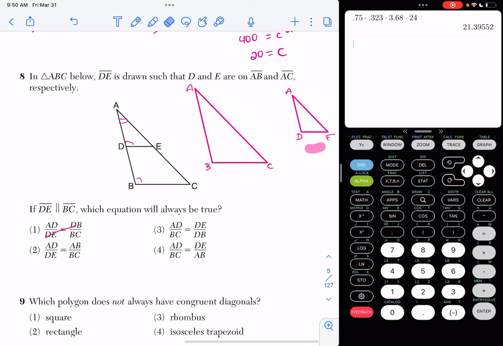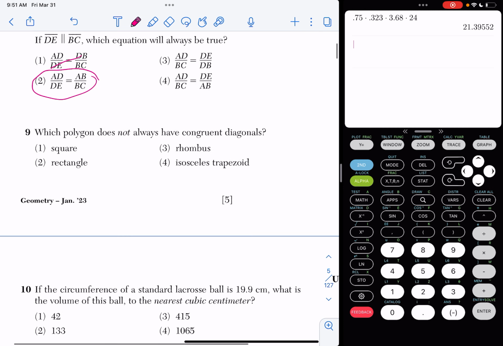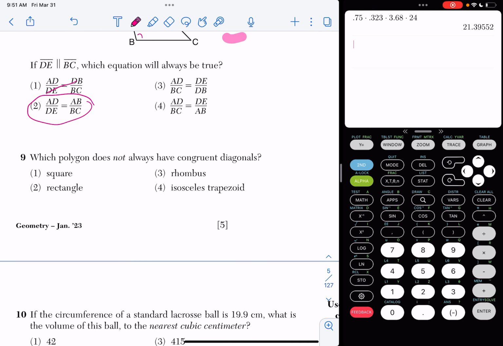All right, let's look at choice 2. AD to DE, AB to BC. That works. Notice how the two numerators, AD and AB, are corresponding pieces. The two denominators are corresponding pieces. So choice 2 is going to be our answer on this one. If I go through 3 and 4, you will find that it does not have corresponding pieces lined up in the proportion.